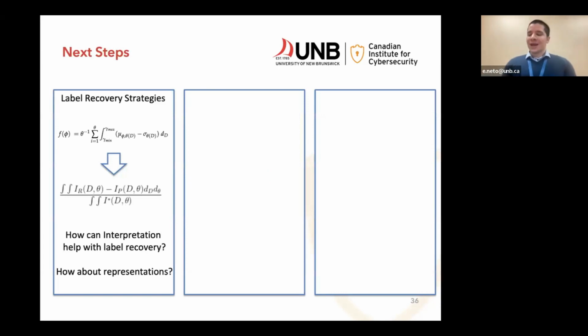Okay, so thinking about the next steps, the first direction they're considering at the moment is label recovery strategies. So we are considering this model based on multiple metrics that are very relevant for us, but it's very important to consider different ideas, right? And one of them is interpretability.